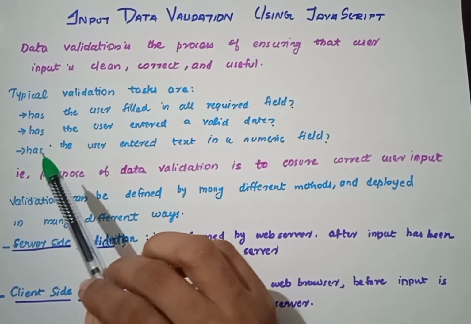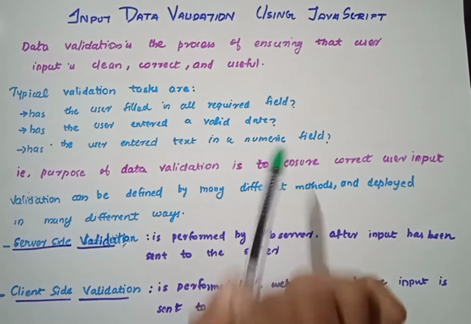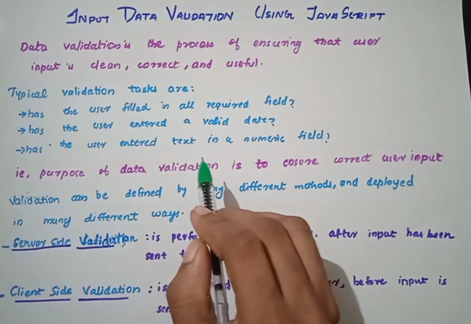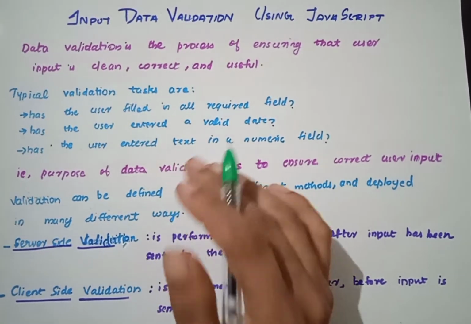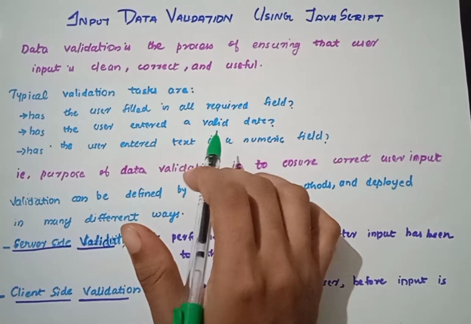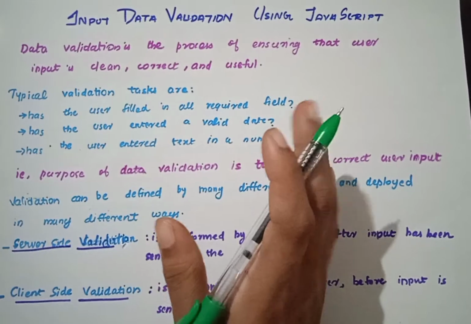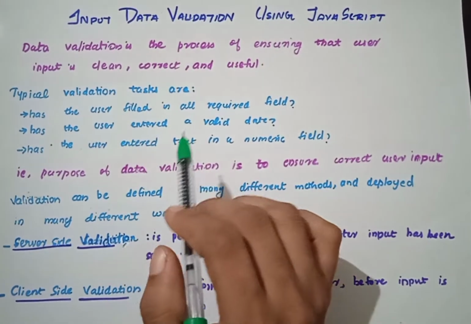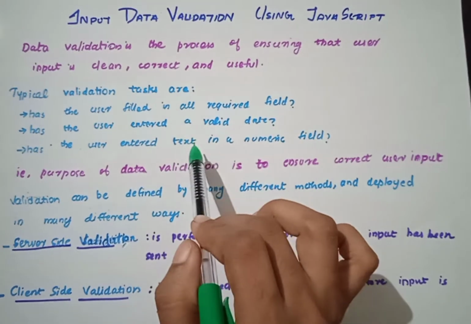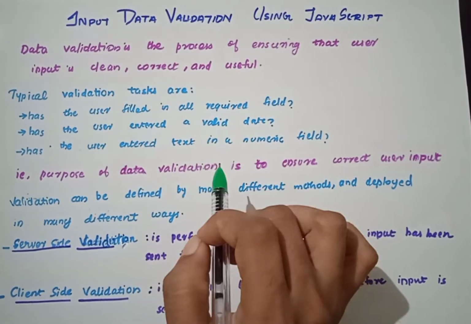And the last one is, has the user entered text in a numeric field? Sometimes this can happen, where someone enters numerics instead of text or text instead of numerics. In order to ensure all these inputs are correctly entered, only then will the form be submitted.